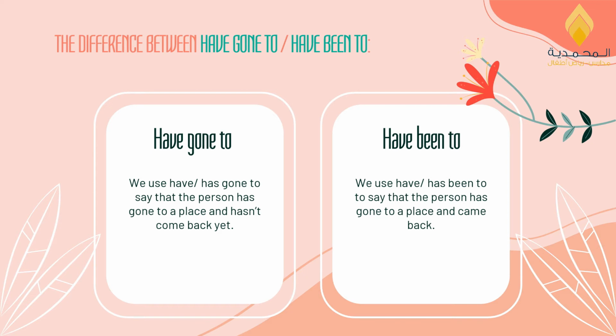So the difference is in the place of the person. Have gone to means that the person hasn't come back yet. Have been to means that the person came back. So this is the difference between have gone to and have been to.